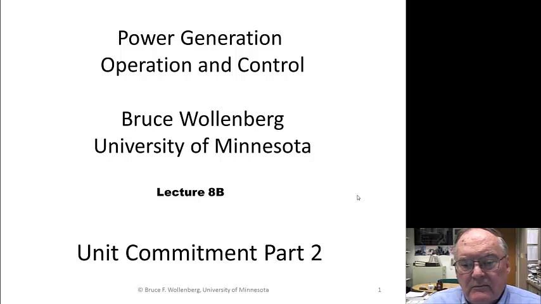This is Lecture 8B, the second part of our lecture on the unit commitment schedule. Remember once again that unit commitment is the process whereby we schedule generators on and off. We must have enough generators on to meet the load and spinning reserve, and if we don't have a sufficient amount of generation on, then we have to shed load. So we need enough generation on, but we don't want to turn too many generators on because that costs. The efficiency goes down and it costs more.